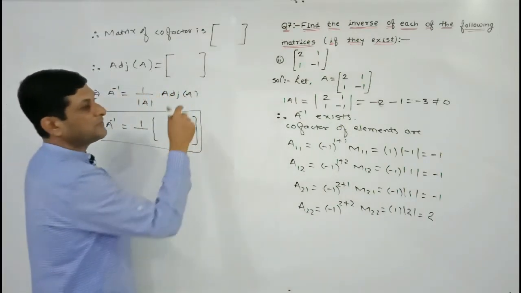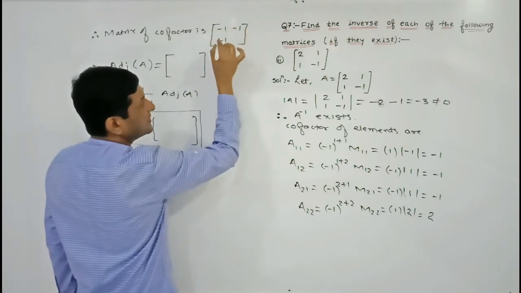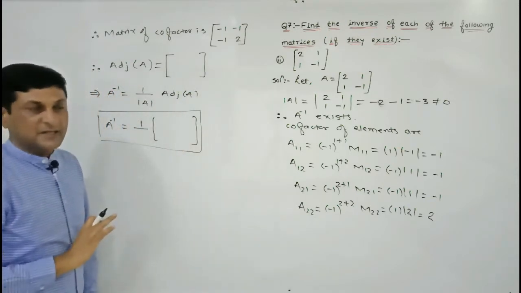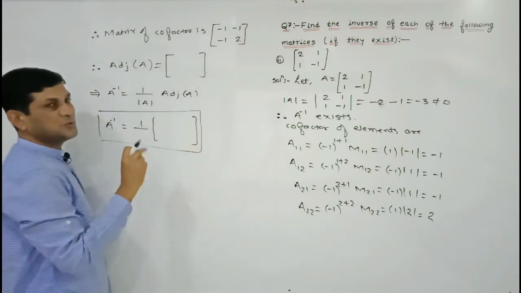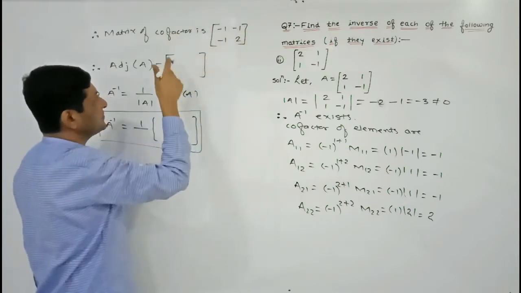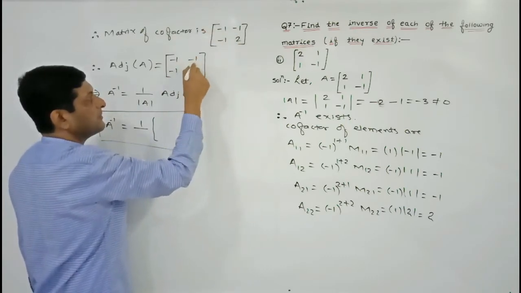So here we will get -1, -1, -1 and 2. So this is nothing but matrix of cofactor. Once the matrix of cofactor is known to us, taking its transpose, find out adjoint. So convert first row into first column, -1, -1. Convert second row into second column, -1, 2.